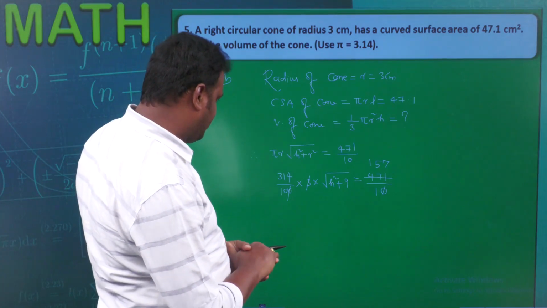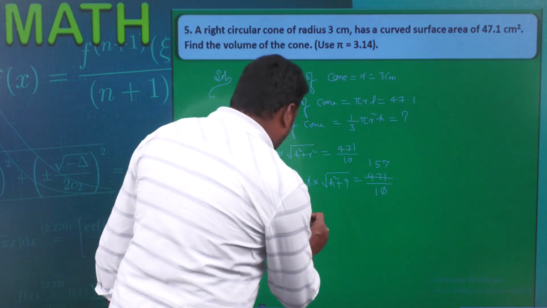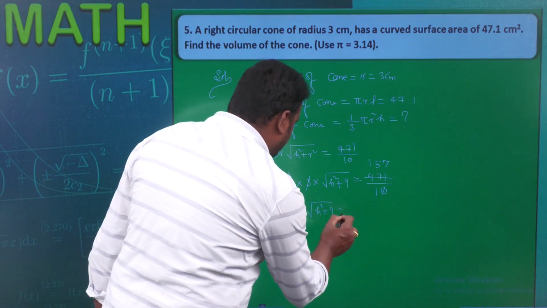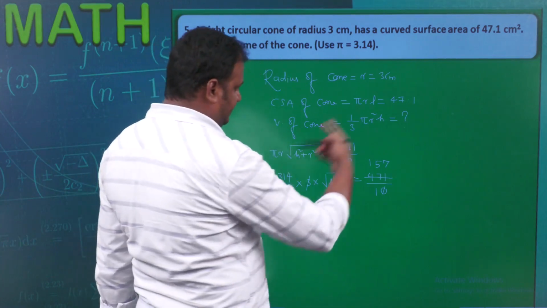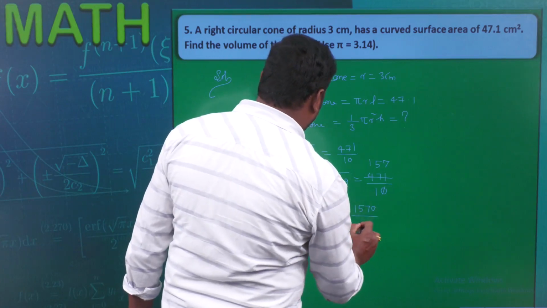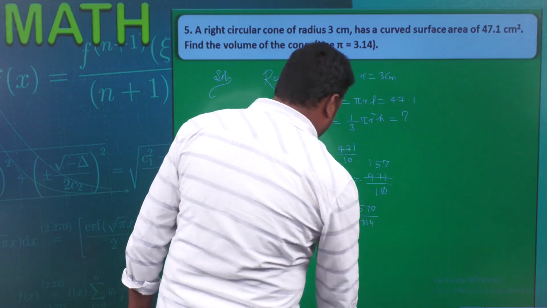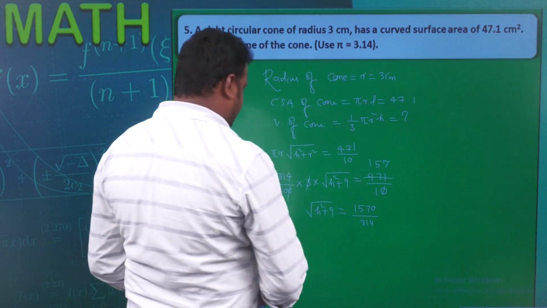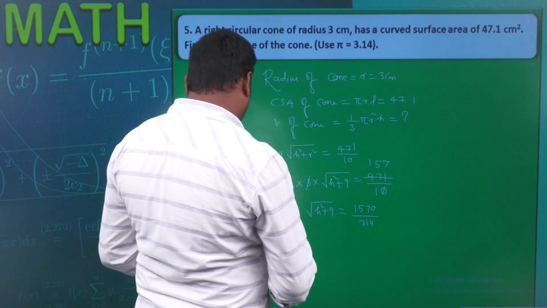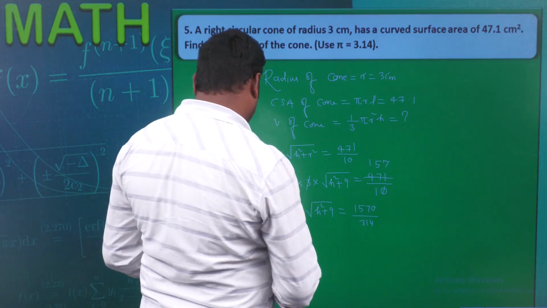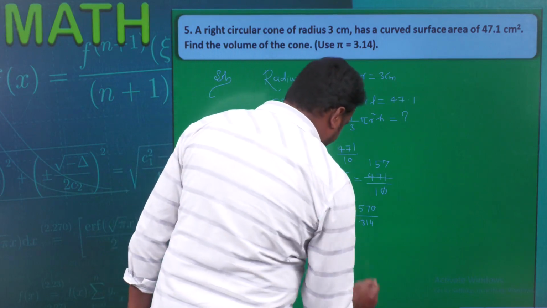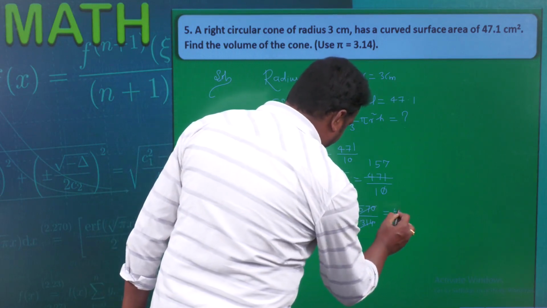157 and 314. So root over H² plus 9 is equal to 1570 divided by 314. Let me just check whether 1570 divided by 314 gives something. 1570 divided by 314 is going to be 5. Yes, it is 5 times, which is equal to 5.